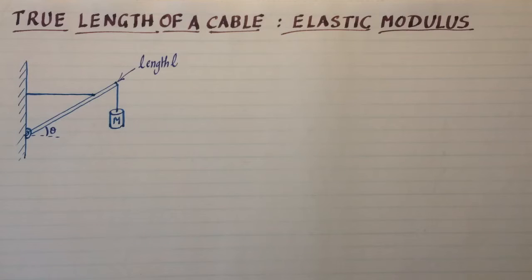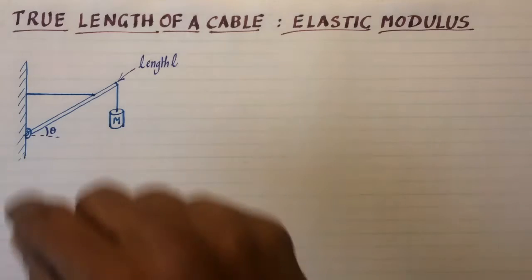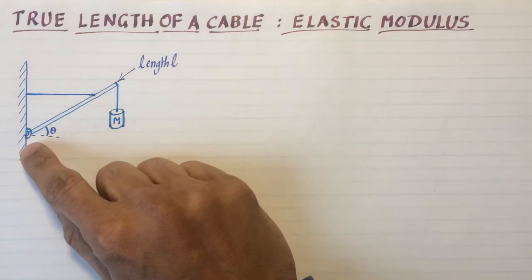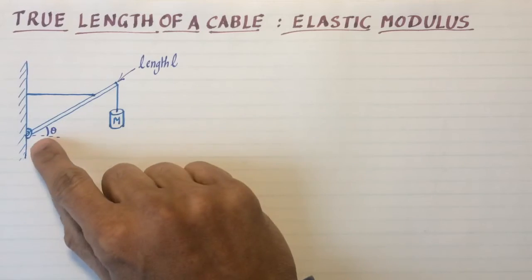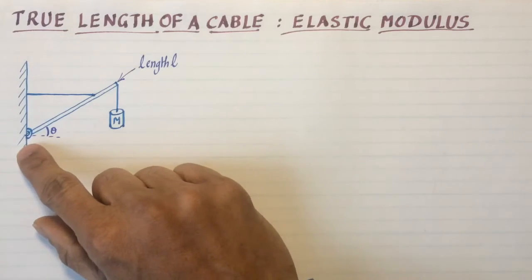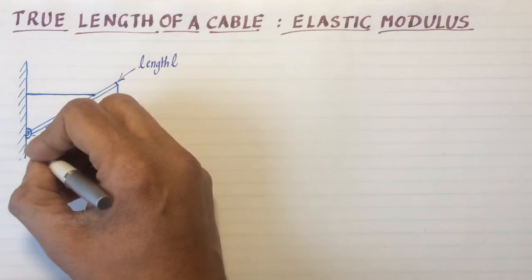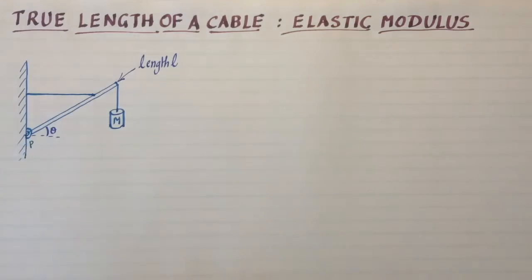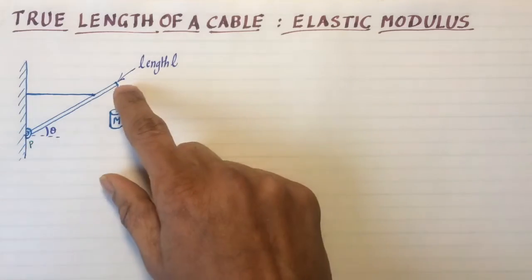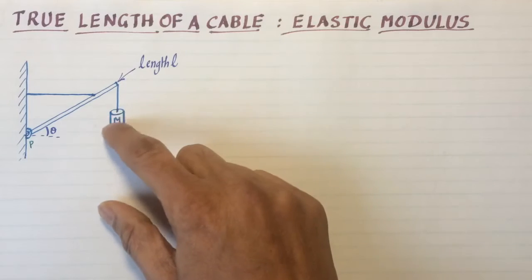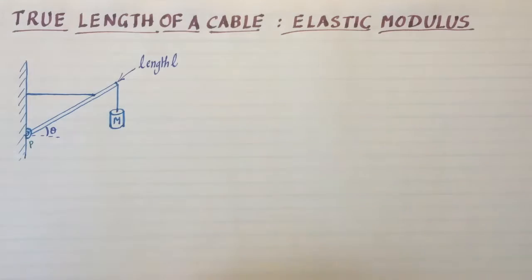I want to discuss the stretch that occurs in a cable as a result of it being loaded. So let's take this simple example of a flagpole that is hinged here to the wall at a pivot. We'll call it P. And at the end of the flagpole is a flag, or I represent that by this cylindrical weight.